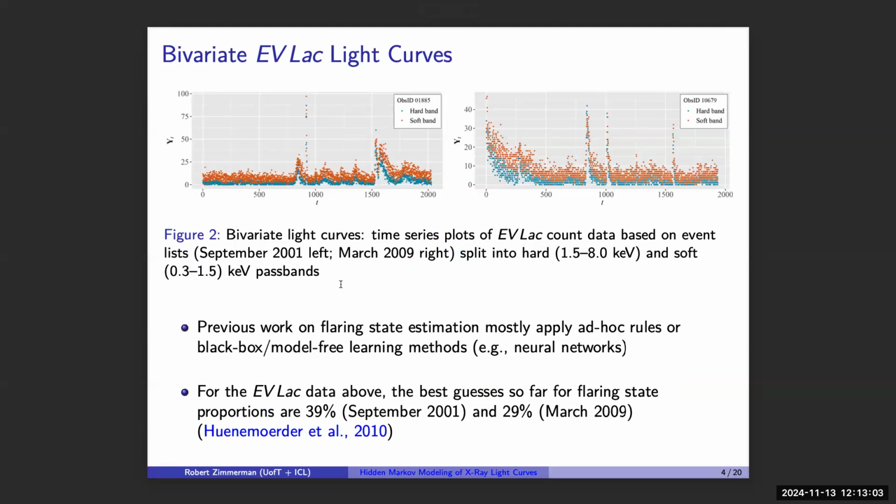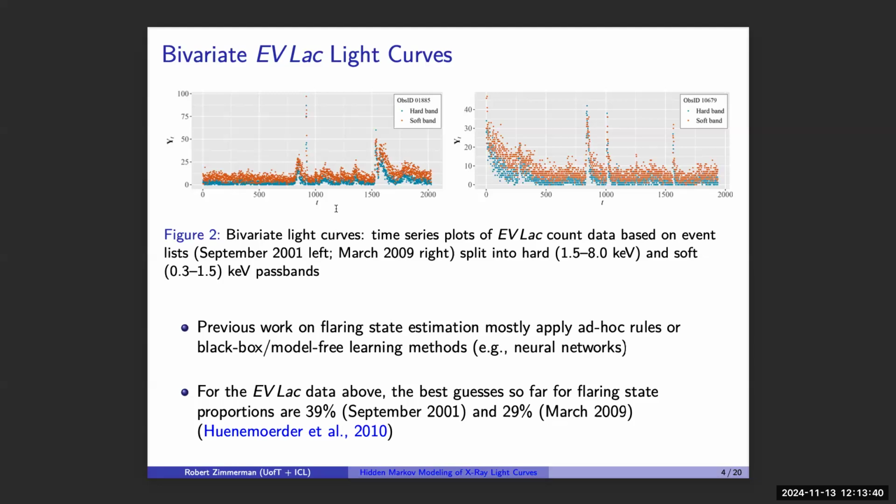So from those lists of photons, we construct these light curves. Essentially, we bin those photons together into windows of 50 seconds. We count how many photons hit the detector within each 50-second interval. That's how we discretize time. And also, in this case, our data is bivariate. So we split the data into both hard and soft bands. For the hard band, we look at all those photons in the 1.5 to 8 kiloelectron volt range, and the soft band is the 0.3 to 1.5 passband.